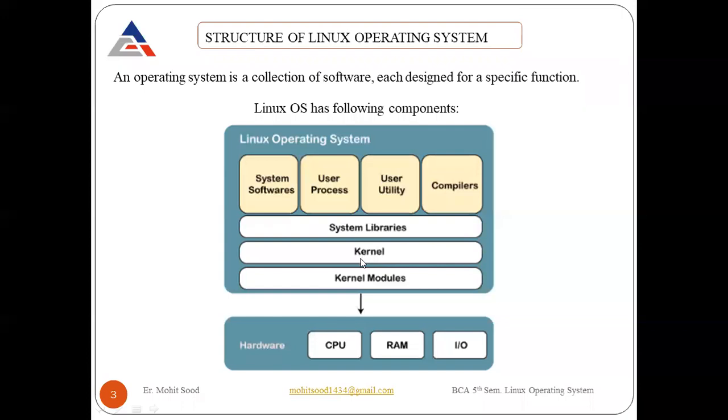The first responsibility of the kernel is device management. Second is memory management. Third is process management. Fourth is handling system calls. These are the four responsibilities of the kernel in the Linux operating system.